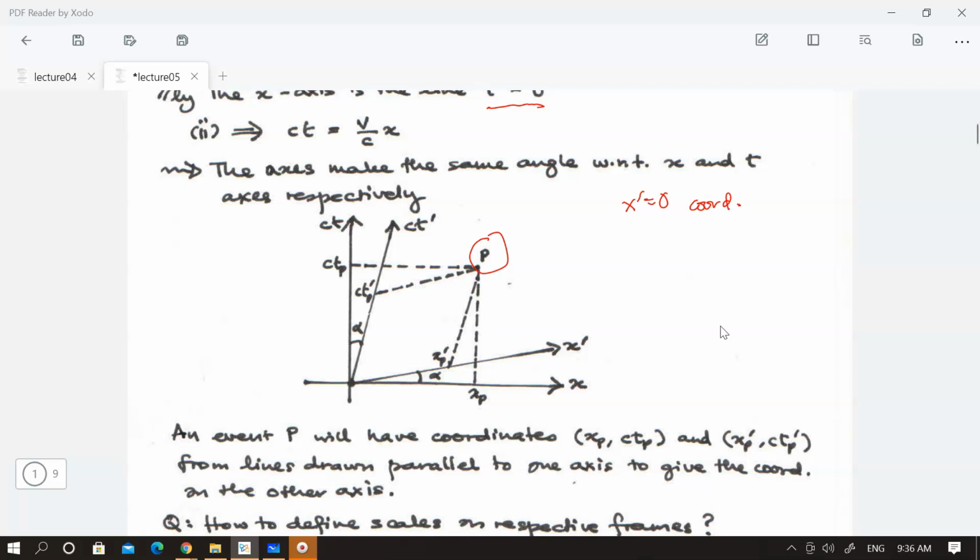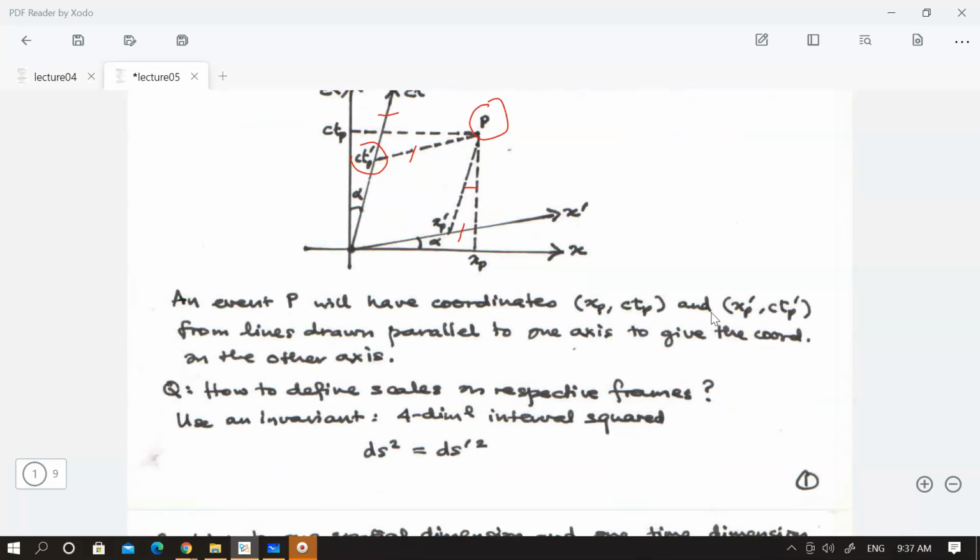So guess what's going to happen when you do it in the O dash frame? If you want the time coordinate, I will draw a line parallel to this axis to get the time coordinate. And then what about the x coordinate? I will draw a line parallel to this axis. So that will now coordinatize this P according to the O dash frame. Once you have this space-time diagram, you can coordinatize any events quite easily. So that is how you coordinatize things.